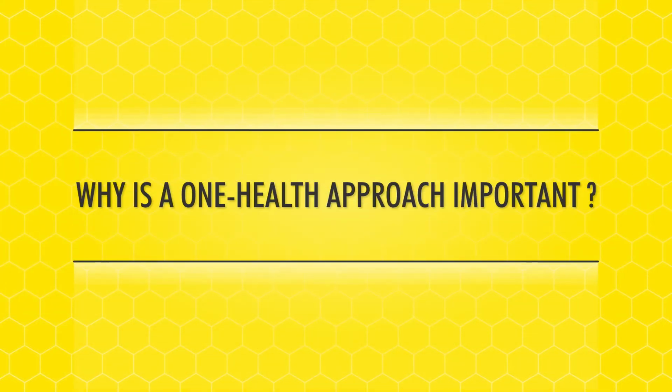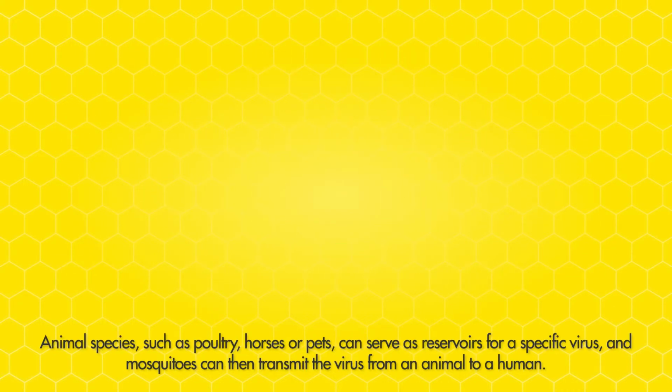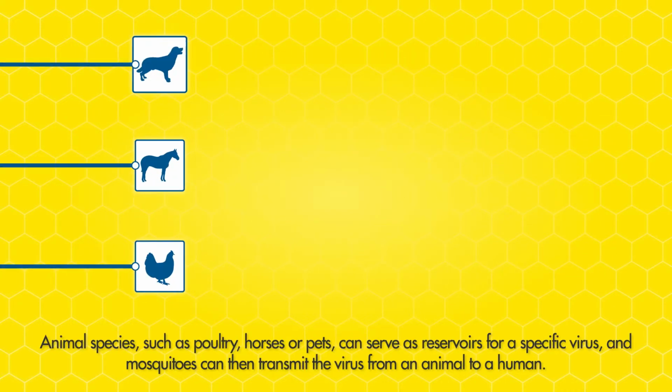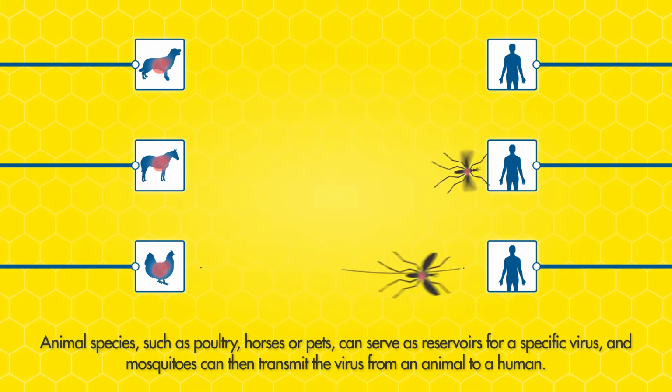Why is a One Health approach important? All species on Earth are connected, and this is especially true for arboviruses, since the same virus can infect arthropods, animals, and humans. Animal species such as poultry, horses, or pets can serve as reservoirs for a specific virus, and mosquitoes can then transmit the virus from an animal to a human.